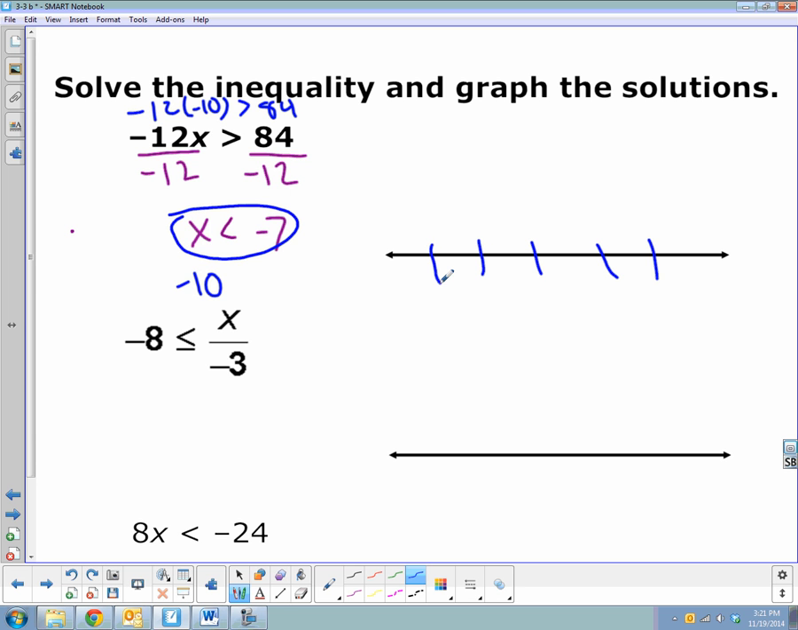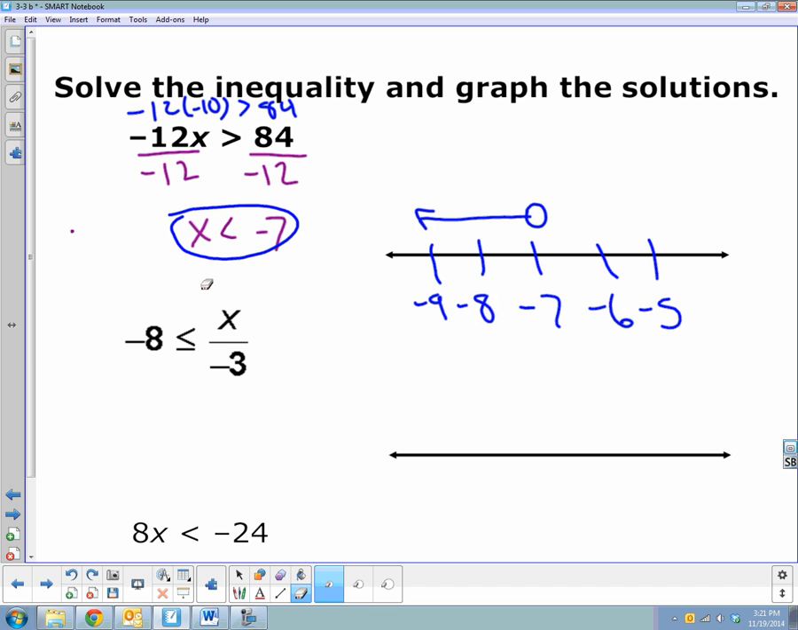We're going to graph those solutions: negative 7, negative 6, negative 5, negative 8, negative 9. x is less than negative 7. Those numbers are less than negative 7. And negative 7 is not included in the solution because it's x is less than negative 7, not equal to. Okay, let's try the next one.